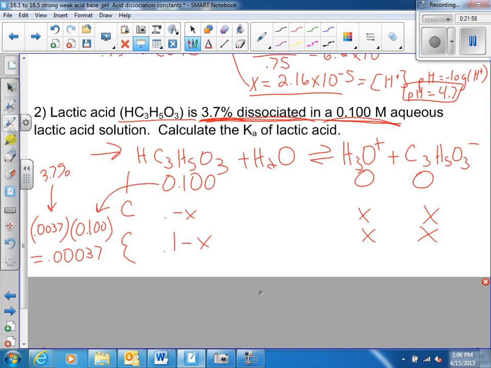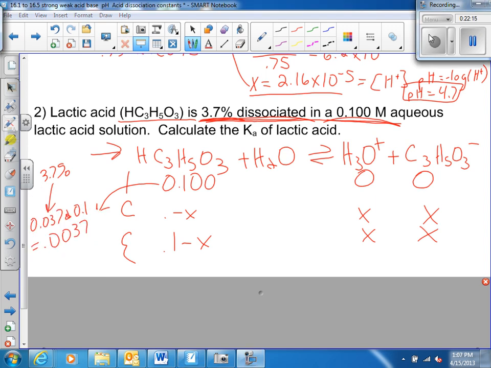My initial concentration is 0.1. So 3.7% of that is 0.0037. Okay. That is how much dissociated. I just fixed the math there. That is how much dissociated, how much actually reacted. That is what this means.